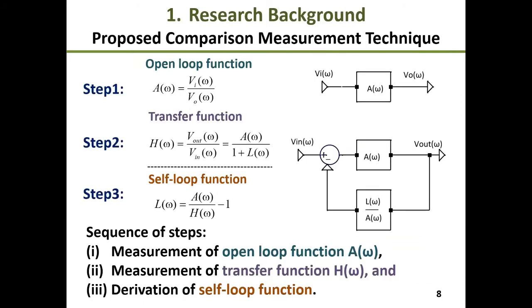In this work, we propose a method named comparison measurement to derive the cell-loop function of a network. First, in step 1, we measure the open loop function, and then we measure the transfer function. After that, we derive the cell-loop function. This method is used to derive the cell-loop function in active networks.